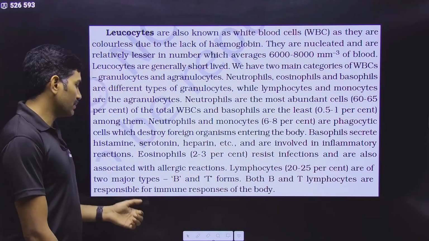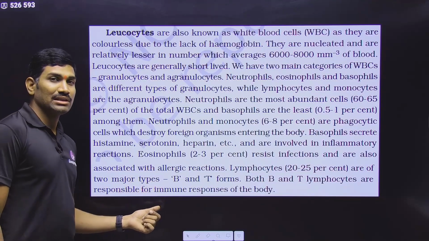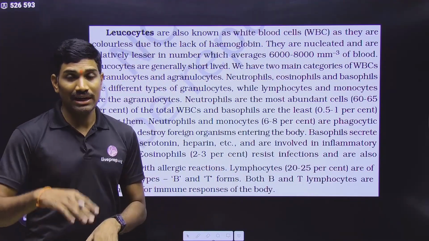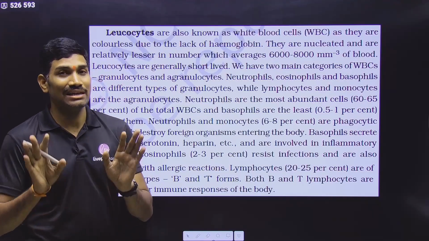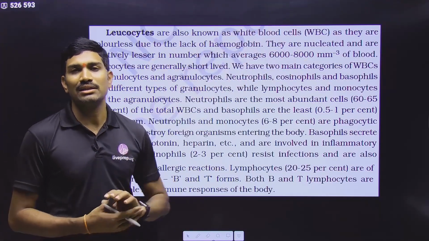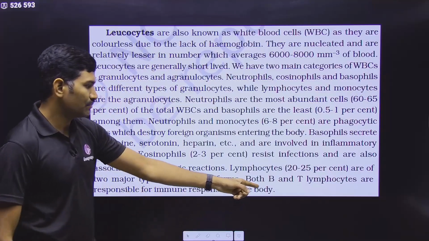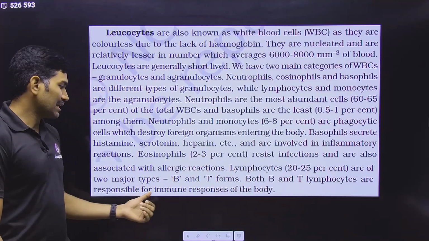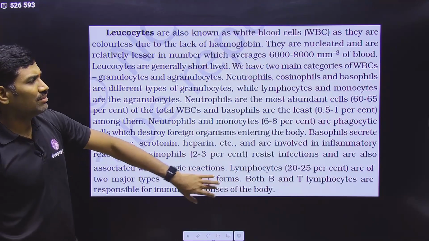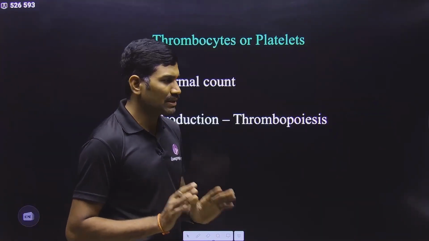Next one is regarding lymphocytes. They are 20 to 25%, and these are of two major types, B lymphocytes and T lymphocytes. Within the T lymphocytes, again different types are there, TH cells, TC cells, likewise many are there. Now we don't need to worry about them; in the health and diseases chapter we will study. Both B and T lymphocytes are responsible for immune functions of the body. They have a very major role in the immune system. Those things we will study separately.